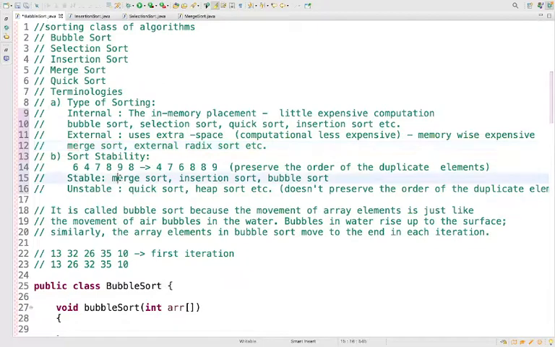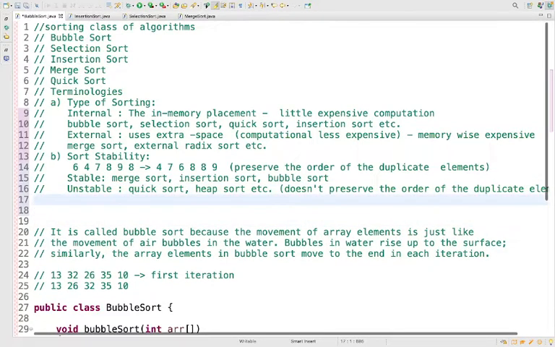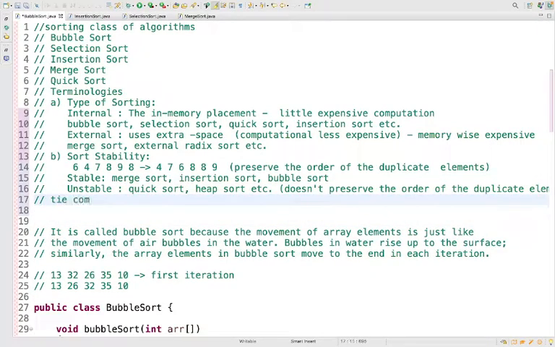Okay, but at the same time, merge sort, insertion sort, bubble sort are quite stable, they preserve the order of the elements, but quick sort doesn't do that. But that doesn't mean, so we can argue that okay, bubble sort, insertion sort are quite good in this aspect. But if we want to bring another dimension here, we can look at the time complexity.